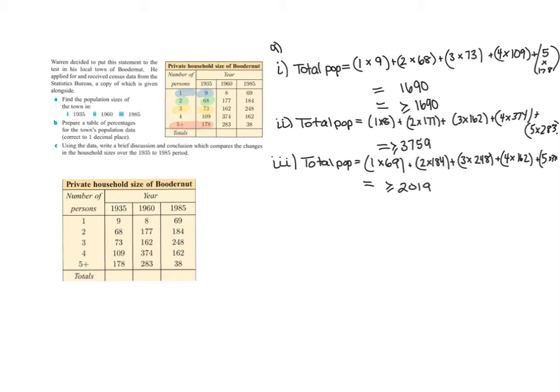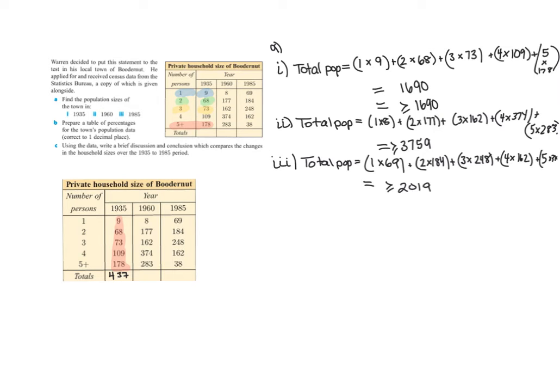For question 3B, preparing a table of percentages for the town's population data, the first thing that you need to do is to look at each column. So if we look at 1935, we have the number of households that were a part of this census, sorry. So we need to add those up. So if we add those up, we should get 437.